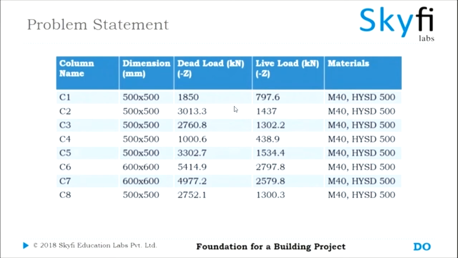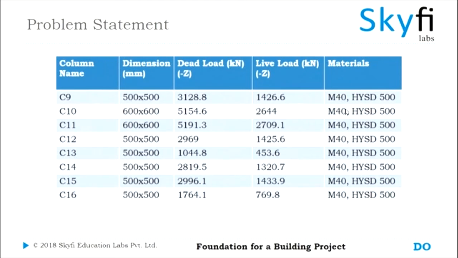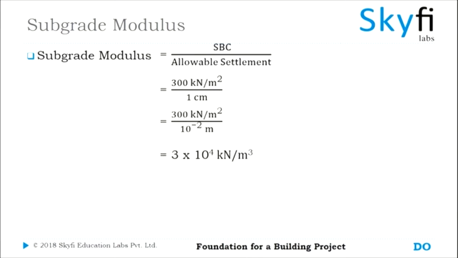The loads on the column are obtained from the previous model, which you can see here. Different dead loads, live load along with dimension and material of the column which are used are shown here. The subgrade modulus of the soil will be 3 into 10 to the power 4 kilonewton per meter cube, calculated by given formula as you can see here.